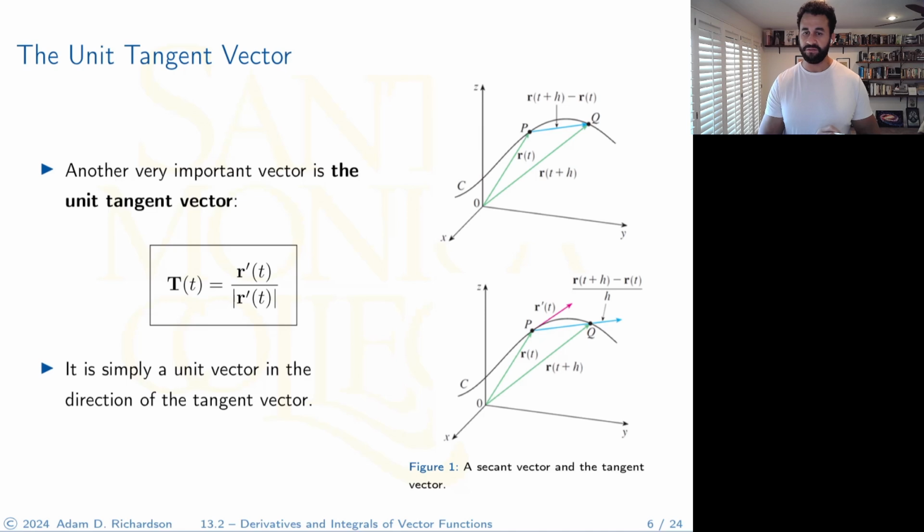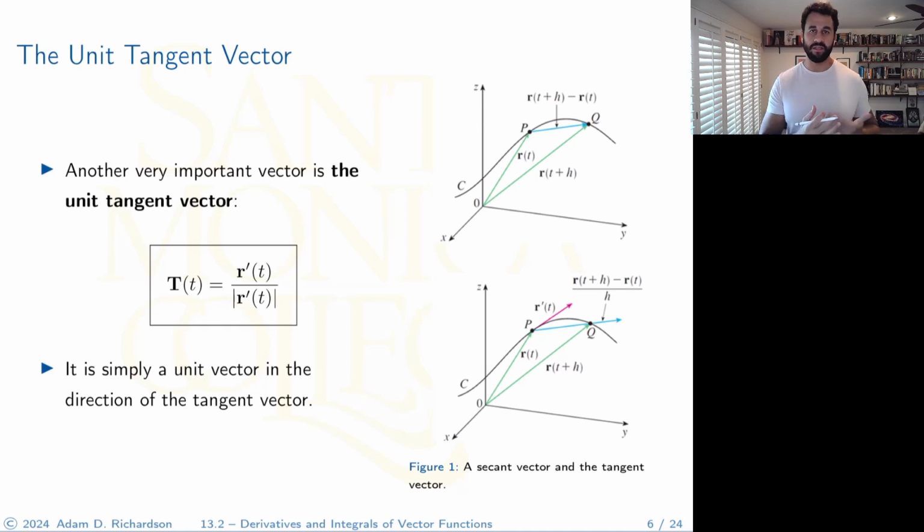Now that we've made sense of what the tangent vector is, basically the direction, there's another really important vector that we're going to explore in great detail in the next section. This vector is called the unit tangent vector. If you remember back from section 12.2, I think, you can always find a unit vector in the direction of a given vector by simply dividing that vector by its length. That's exactly what we're doing here. So to find the unit tangent vector, we first find the tangent vector itself, r prime, and then we divide by the length of r prime.